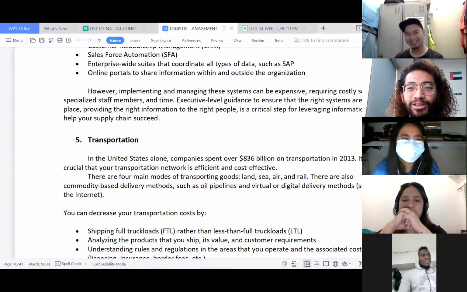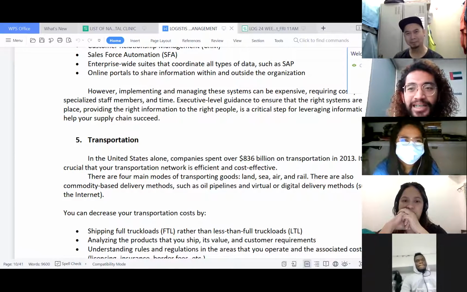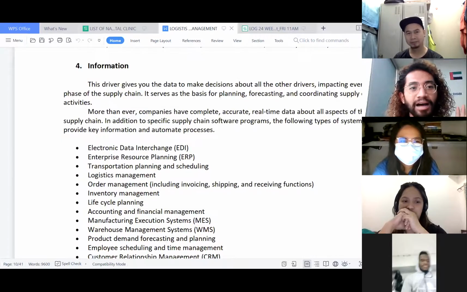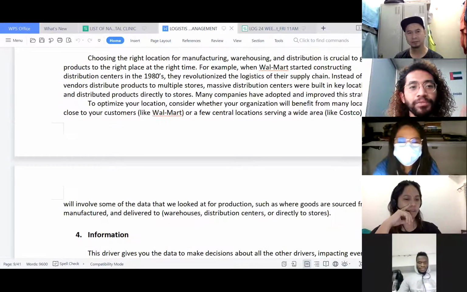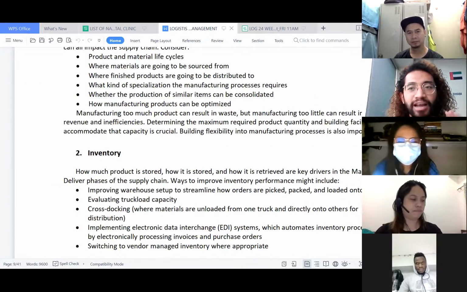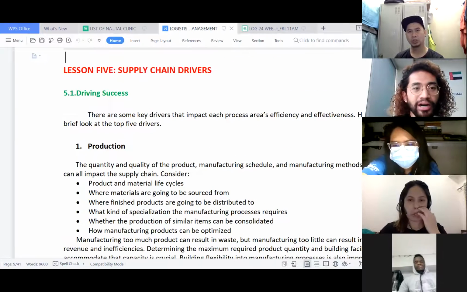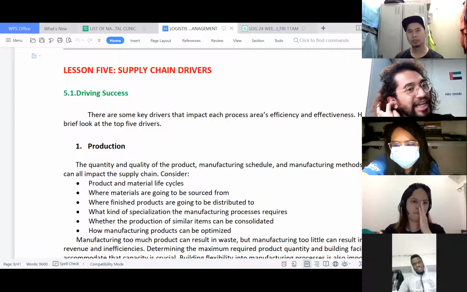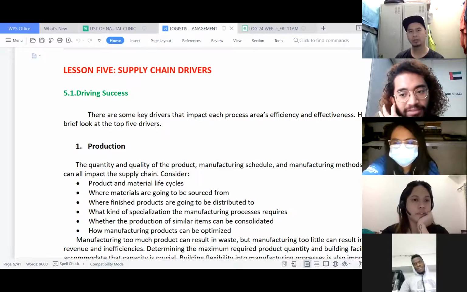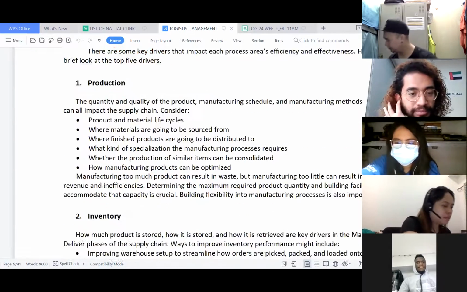All right, so remember those factors. We have transportation, we have information, we have location, inventory, and production. So that will be for your supply chain drivers. That will be your lesson 5. Let's move on.